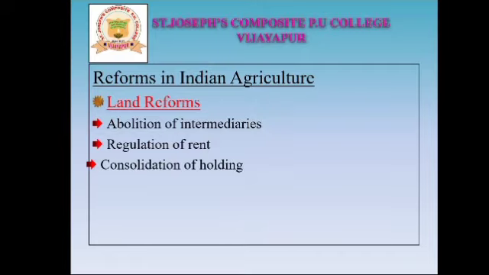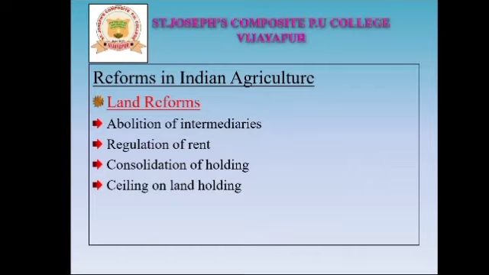Next one, consolidation of holdings. Farmers are the land owners, but during the colonial period, the zamindars badly exploited the farmers. These farmers or cultivators cultivated the land, but they were not the owners of the land at that time. So in order to let them hold their own land, these land reforms were introduced.